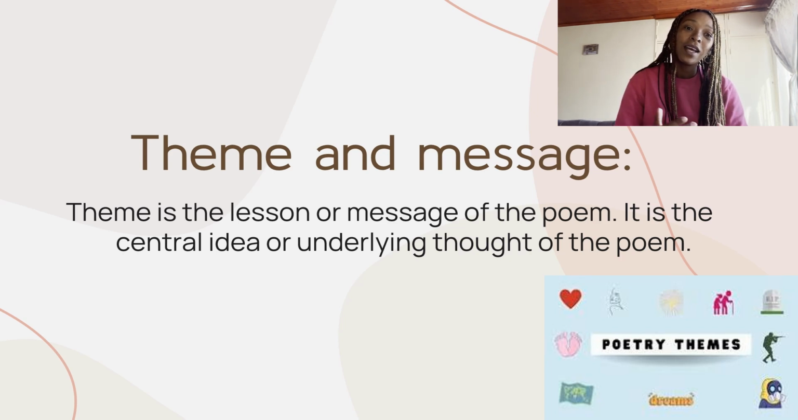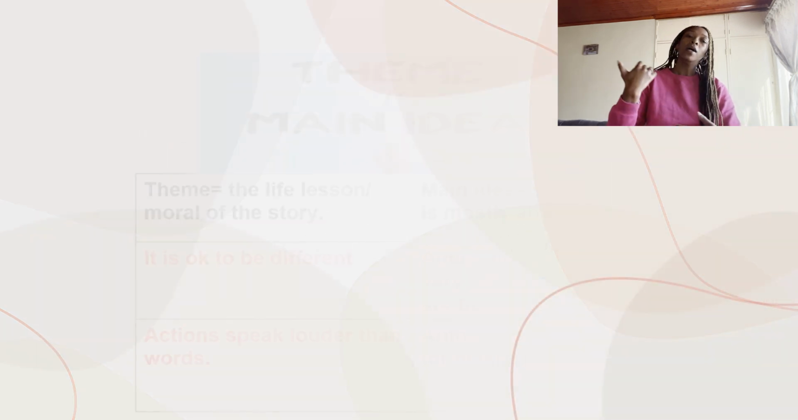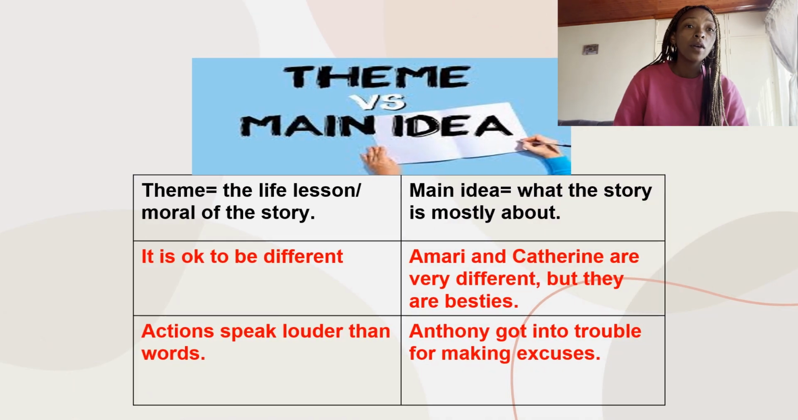We need to focus on the theme and the message next. The theme is the lesson or the message of the poem. It is the central idea that we get from the poem or the underlying thought of the poem. We need to always remember that the theme or the message is completely different from the main idea that the poet might be expressing in the poem. So the theme, for example, is the message that you get after reading the poem, right? It is like your life lesson or the moral of the story after reading your poem, while the main idea is what the story is mostly about.